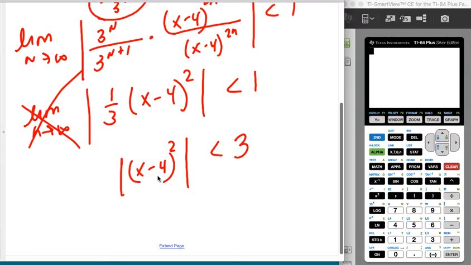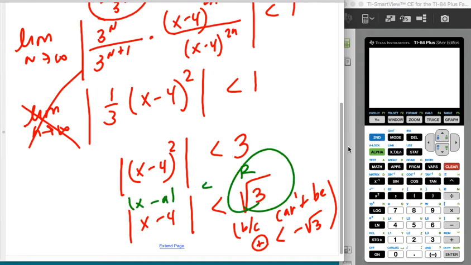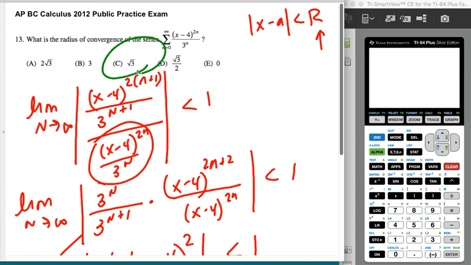get a 3. Well, now I need to square root, so I'm going to get |x - 4| is less than, and it's just going to be the positive version of the square root, because it can't be less than a negative square root of 3. Like, that's not possible. A positive or 0 number can't be less than the negative square root of 3. So that's going to be my radius, right? Because this is |x - a| is less than r. That's my radius. I'm looking for root 3, which is answer C.